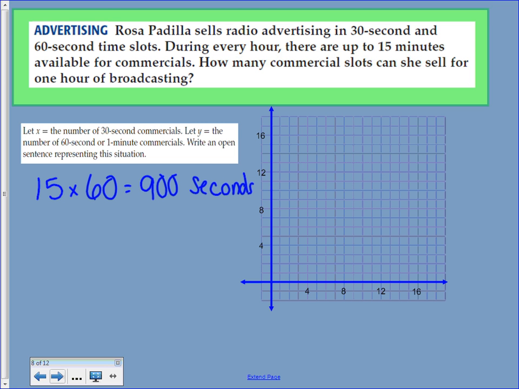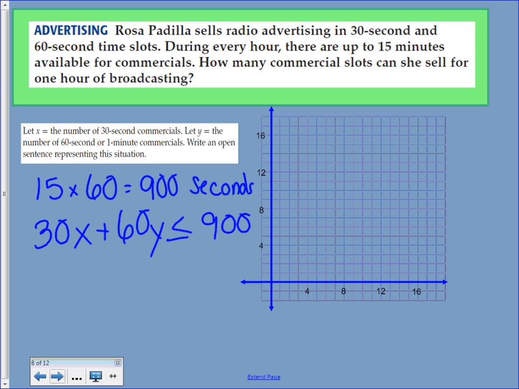All right, so let's continue working. Since X is the number of 30-second commercials, for every X 30-second commercial that goes by, we have 30 seconds of advertising. It makes sense. For every Y 60-second commercial that goes by, we have 60 seconds of commercials. That makes sense. Now we can have at most 900 seconds of advertising. If we do more, people might get angry at us. They might stop listening to our radio station. So at most is represented by less than or equal to.